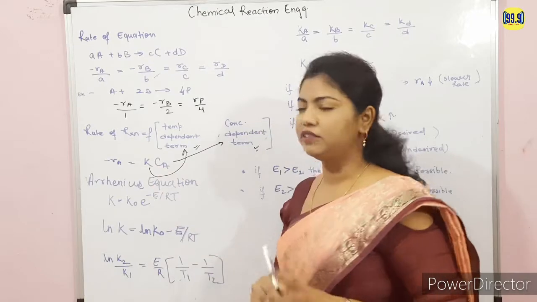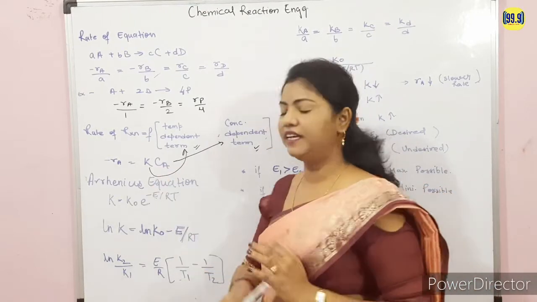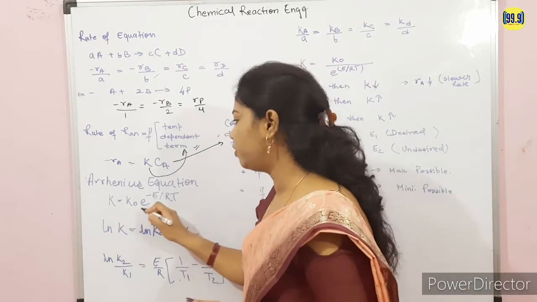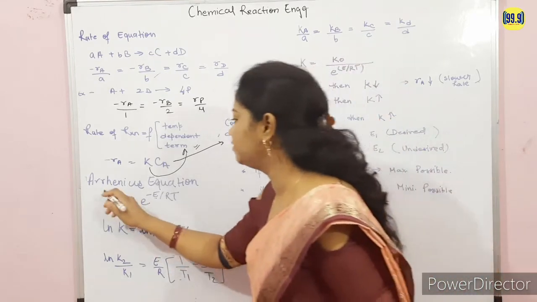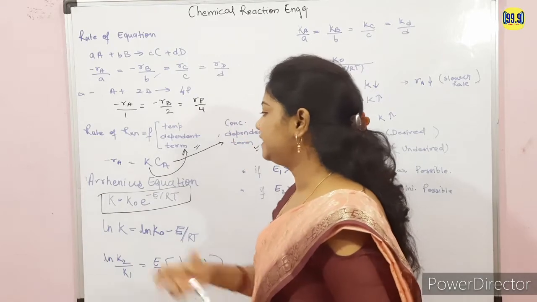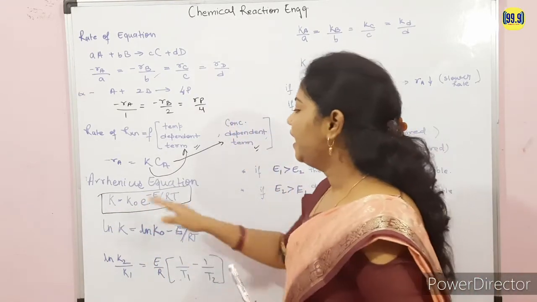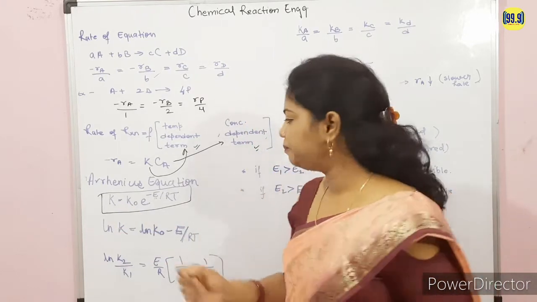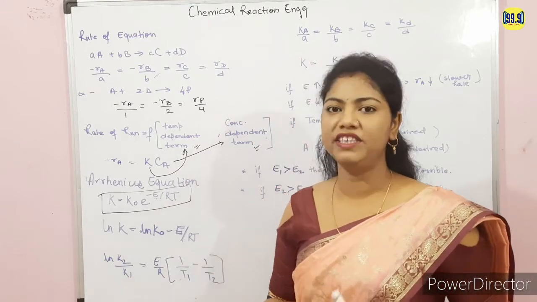The reaction rate constant we get from the Arrhenius equation, which is given by k equals k naught e to the power minus E upon RT. This is a very important equation. Here k naught is the pre-exponential factor, E is the activation energy, and T is the temperature in Kelvin.